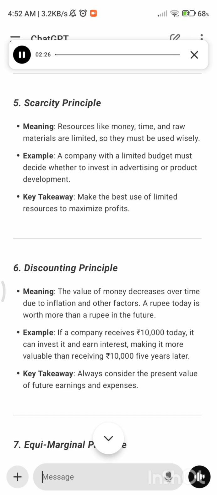6. Discounting principle. Meaning: the value of money decreases over time due to inflation and other factors. A rupee today is worth more than a rupee in the future. Example: if a company receives 10,000 today, it can invest it and earn interest, making it more valuable than receiving 10,000 5 years later. Key takeaway: always consider the present value of future earnings and expenses.